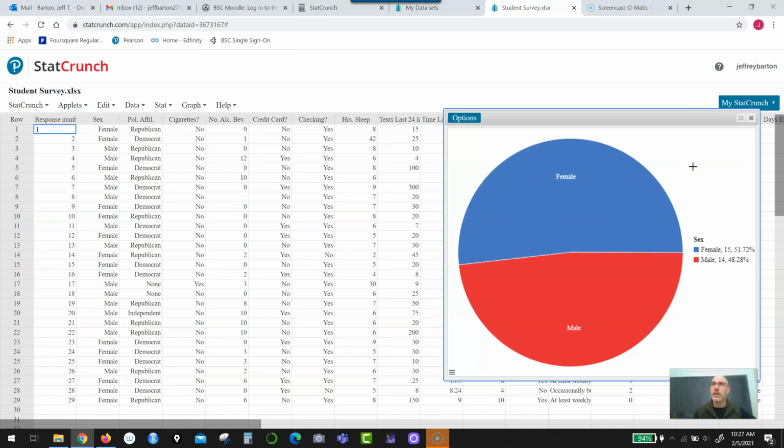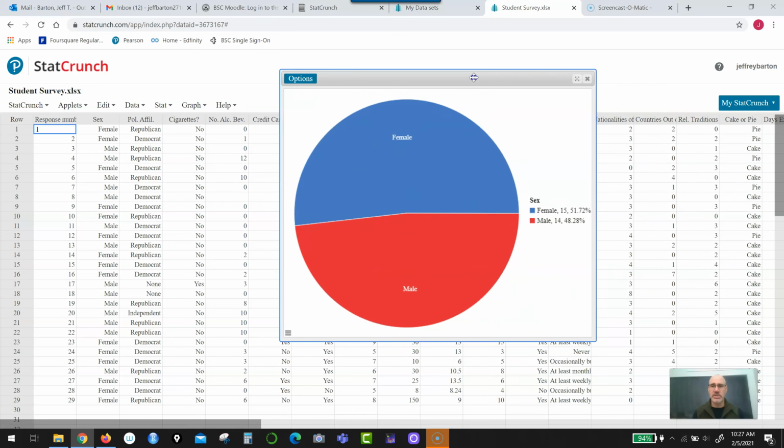All right, so I'll point out a couple of things that appear on the chart. Let me move this so it's centered. So a couple of the terms that were in the guided notes, one was frequency. That's the number of times a variable occurs. So the number of female respondents was 15. So that's the frequency for females in our sample. The number of males was 14. Right? So that is the frequency of males in the sample.